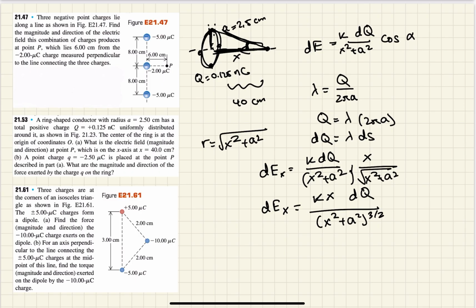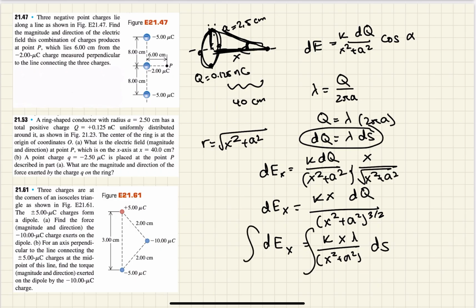We can simplify this a little bit, because we know that dq is equal to lambda times ds, and so you can split that dq into lambda times ds. You get dEx is equal to k times x over x squared plus a squared, and then you also have that lambda and ds over here. Now what we can do is integrate both sides of this expression. We got an integral with respect to dE and an integral with respect to ds. That basically tells us the electric field is equal to the integral of this.